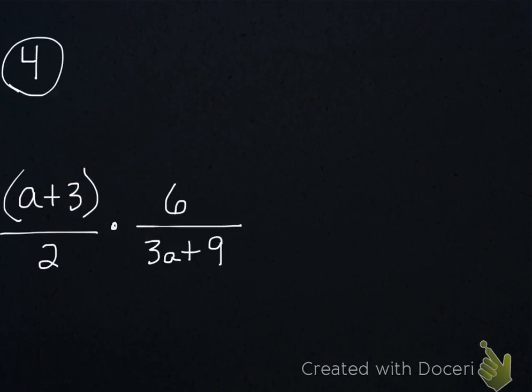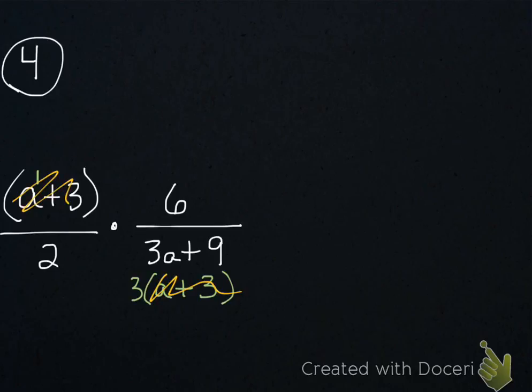Number 4. Okay, first fraction, a plus 3, can't factor it anymore. No GCF, and it's not squared. The denominator is a plain number. Second fraction, 6 is a plain number. The denominator, however, does have a GCF. That would be a 3. So let's pull a 3 out of both terms. I'm left with a plus 3. That looks familiar. Okay, so my a plus 3's are going to cancel top and bottom.